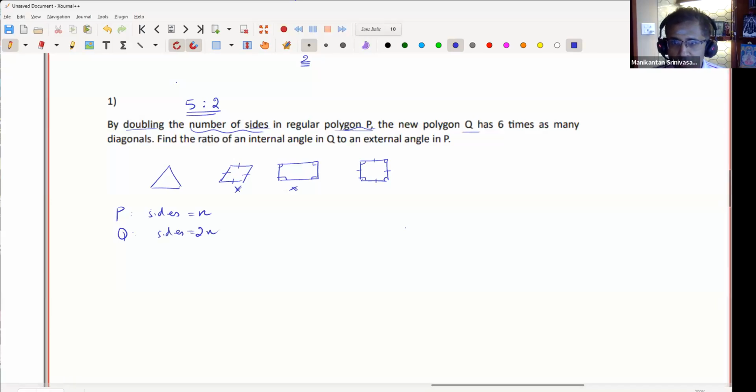Right, in a new polygon Q, the new polygon Q has 6 times as many diagonals. What is the formula for the number of diagonals for an n-sided polygon? We derived it last time: n times (n minus 3) divided by 2. Just to recap where we are getting it from.